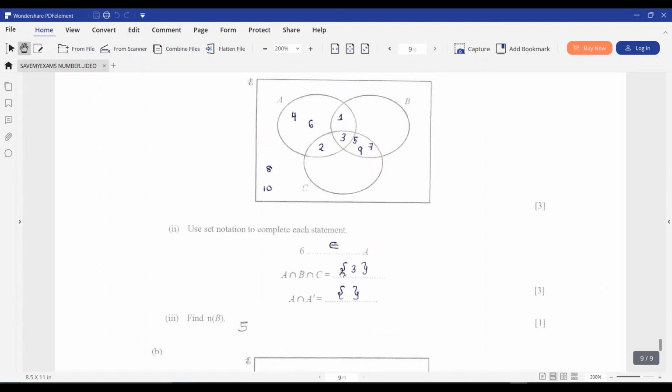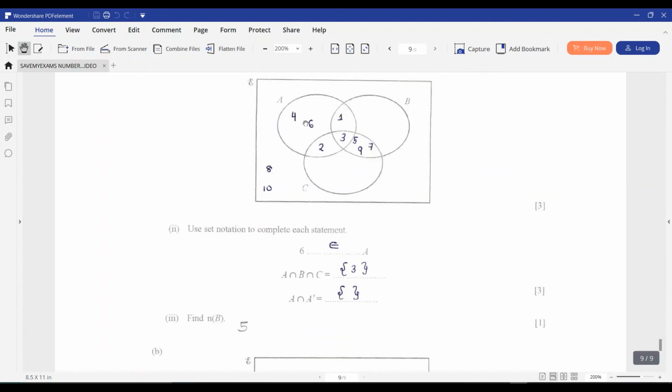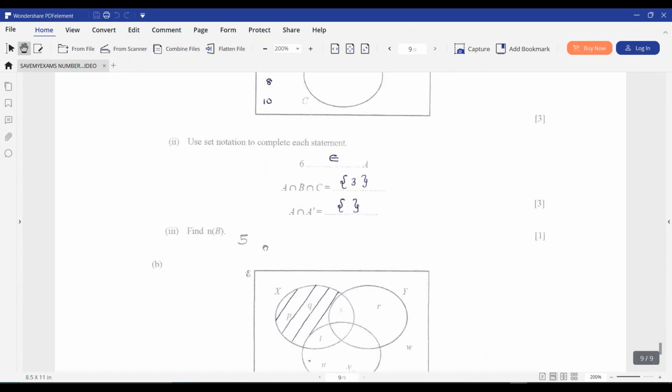A complement is basically all the elements that are not in set A. Hence there cannot be any intersection. So we just draw 2 curly brackets with nothing in them to show that it is a void set. Find the number of elements in B. So how many are there in the circle B? 1, 2, 3, 4, and 5. So there are 5 elements.